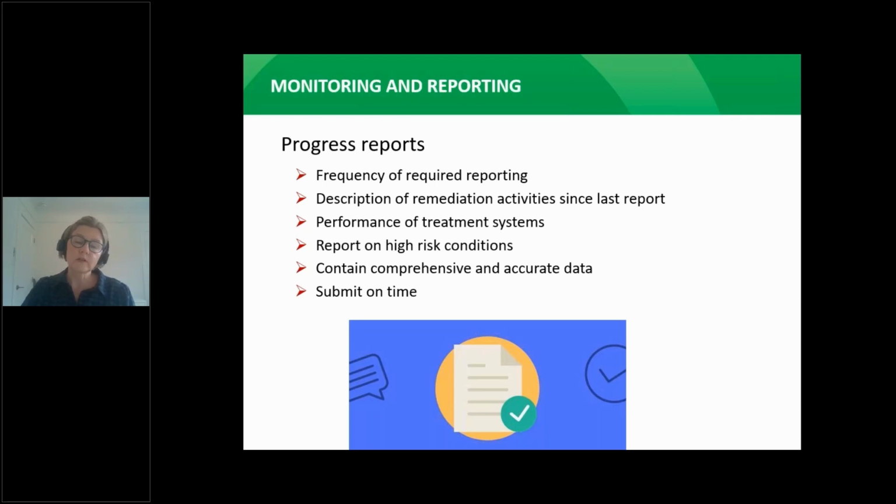The reports must include comprehensive and accurate data so that the ministry team can evaluate progress effectively. Trend analyses for contamination in groundwater and soil vapor, if it's applicable, and description of any equipment failures, deviations, and/or corrections should also be included in the reports. Finally, progress reports must be submitted on time to avoid any non-compliance.